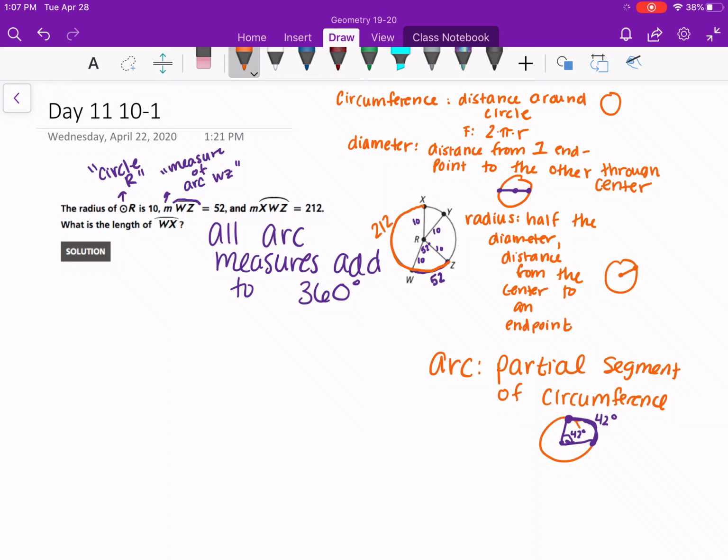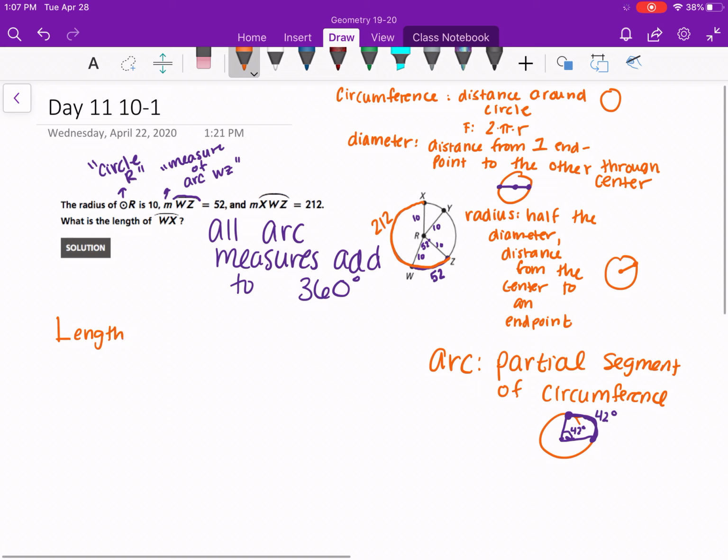So length is different than measure. The measure is the one in degrees. To find the length of an arc is actually a really easy process. You're going to do the measure of the arc divided by 360 and then just multiply it by the circumference. And that's it. The only two things that you need for the formula are the measure and the radius.